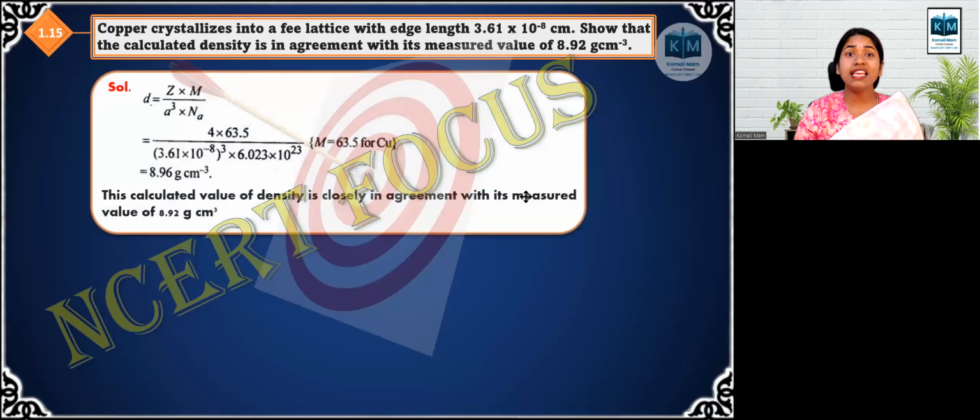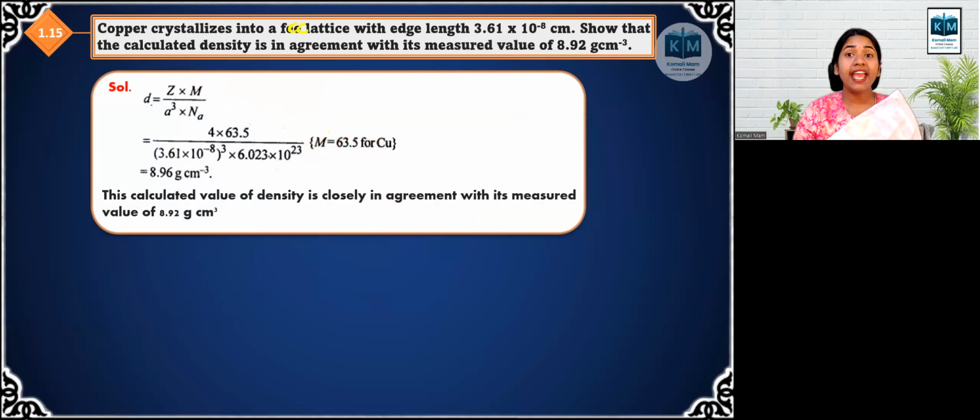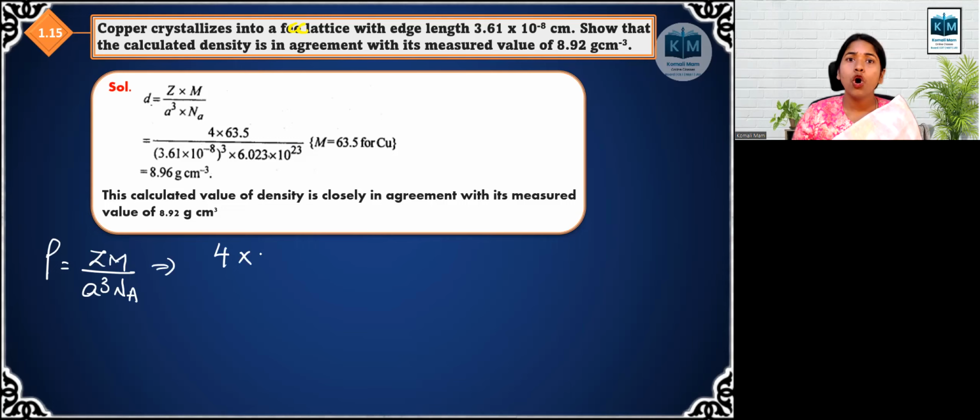Copper crystallizes in an FCC lattice with edge length 3.61 into 10 to the power of minus 8 centimeters. Show that the calculated density is in agreement with its measured value of 8.92 gram per centimeter cube. I want to tell you, they're asking us to find the density. Density rho is equal to Z M by a cube N A. What is this Z value? FCC means Z value is 4, and molar mass of copper is 63.5.